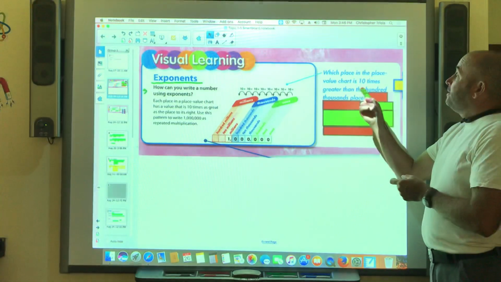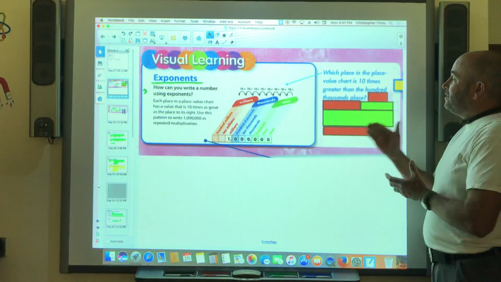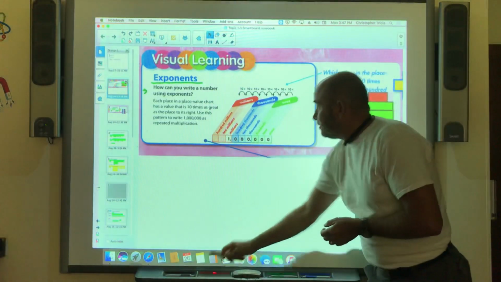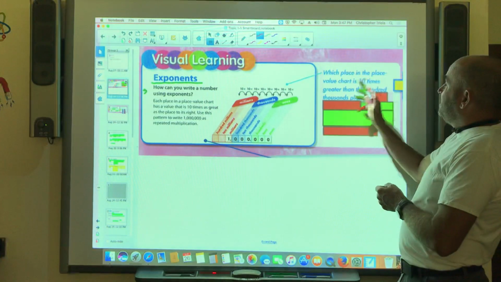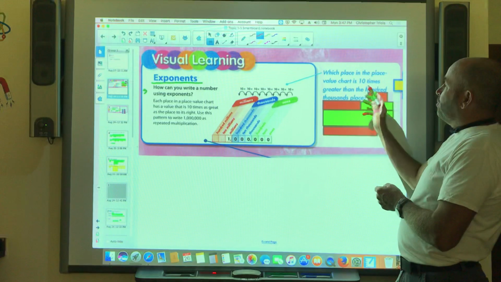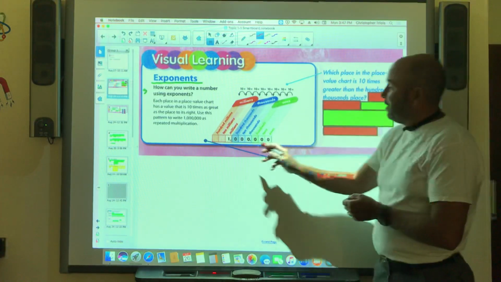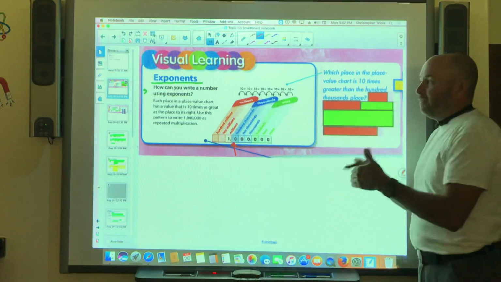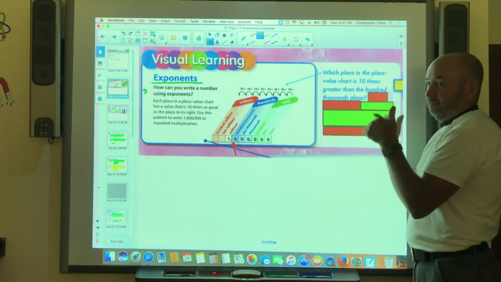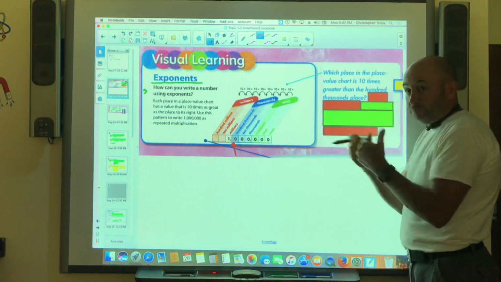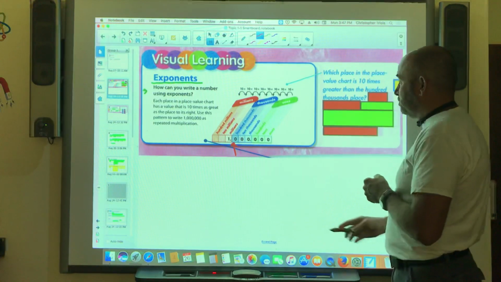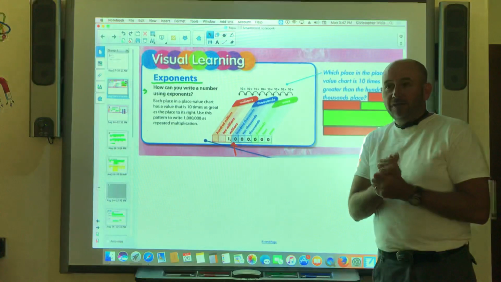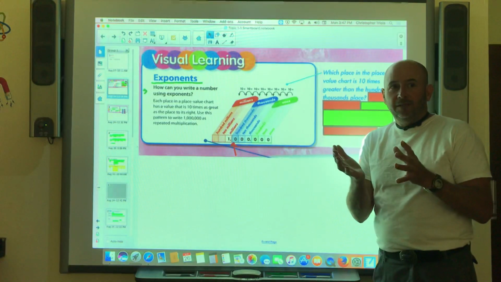Which place in the place value chart is 10 times greater than the 100,000s place? Okay, there's the 100,000s place. Think of that pattern as increasing by multiplying by 10, okay? So which place would it be? Anybody know? Chris, you want to pick somebody? Anybody have their hands up?